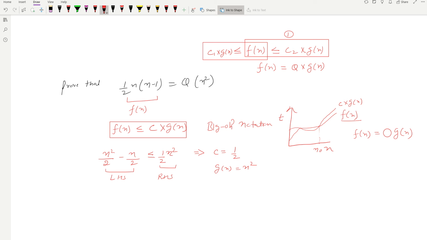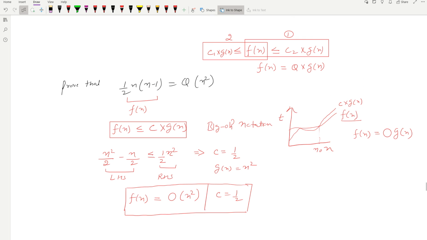So if it holds true, then we can rewrite it in terms of the big O notation. That is, the function f of n can be rewritten as big O of g of n. What is g of n here? That is n square, for c equal to half. So this is the first thing that we have proved here, that this function f of n can be rewritten in terms of the big O notation as big O of n square. Now the second part, again we have to prove this.